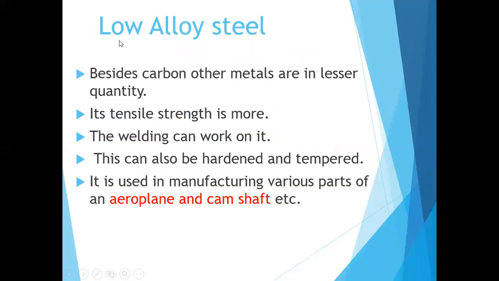So what is a low alloy steel? Besides the carbon, other metals are present in lesser quantity, also added to the iron. Its tensile strength will be more. You can do welding on this low alloy steel. It can also be hardened and tempered. It is used for manufacturing various parts of aeroplanes and camshafts.